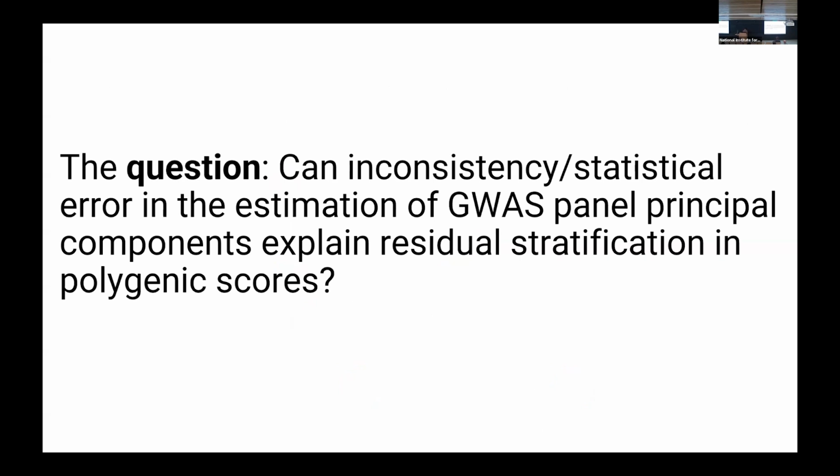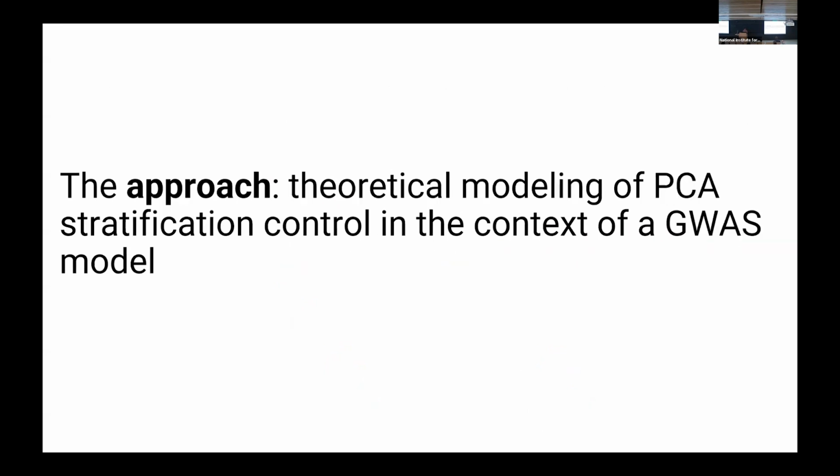And so here arises the issue of residual stratification bias, and hopefully I'll show you how that arises, because we're going to use some theoretical modeling. That's why I'm presenting in this conference. And the idea is we're going to use some math to try to understand how we model PCA's ability to control for stratification bias in the context of a GWAS phenotypic model.